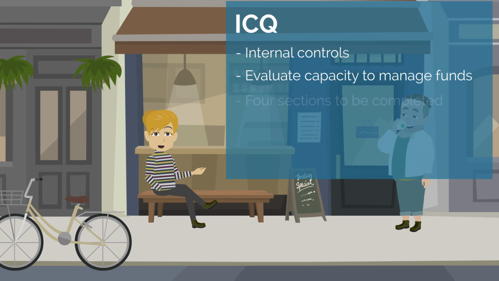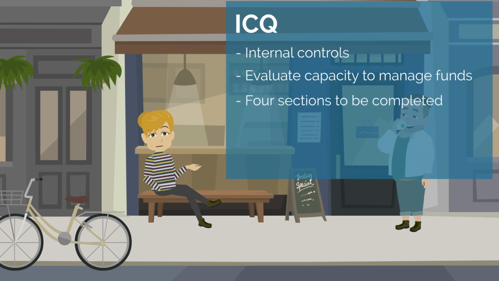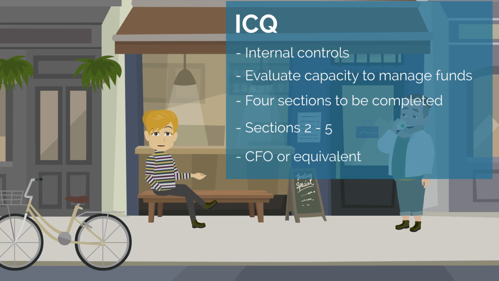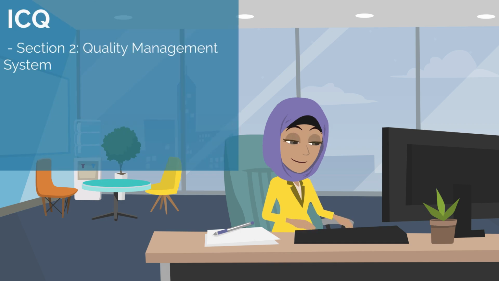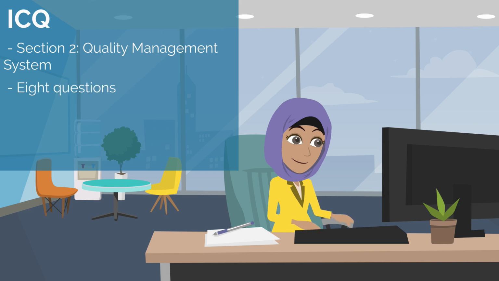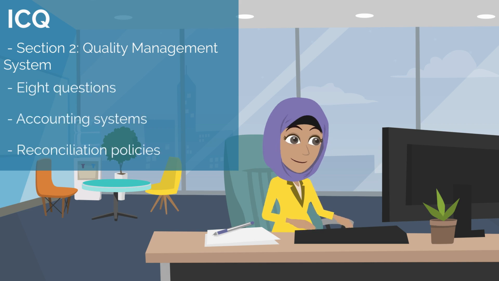There are 4 sections in the ICQ. It begins with Section 2 and ends with Section 5. The CFO or equivalent should answer these questions. The ICQ begins with Section 2, Quality of Management System. There are 8 questions in the section covering the grantee's accounting systems and reconciliation policies.